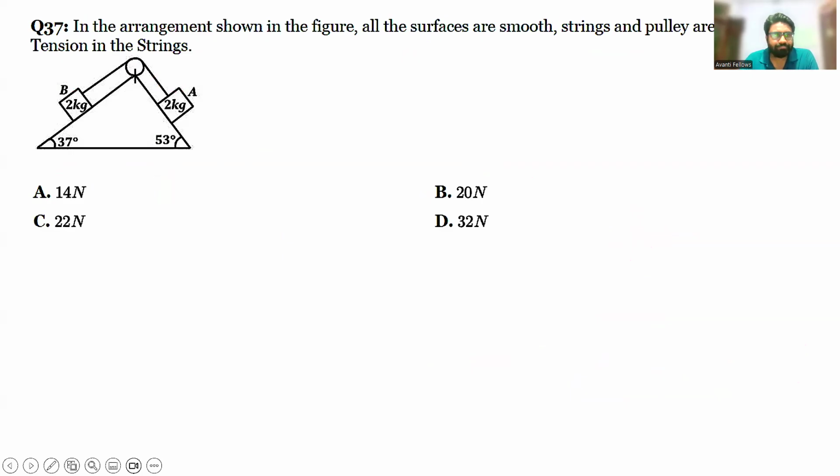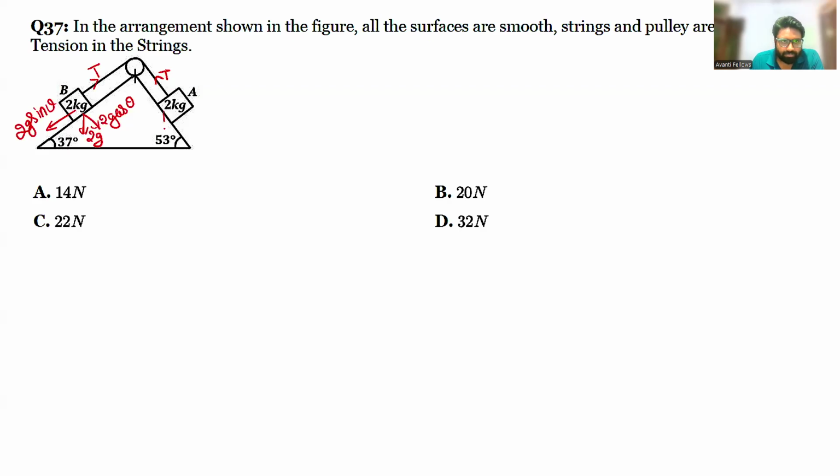Now move to the next. In the arrangement shown in the figure, all the surfaces are smooth. String and pulley are light. Find the tension in the string. So in the same way, tension will be the same because the string is light. Pulley is smooth, so acceleration must be the same. Here, if you draw the weight, which is 2g, this component will be 2g cos theta, and this component will be 2g sin theta.